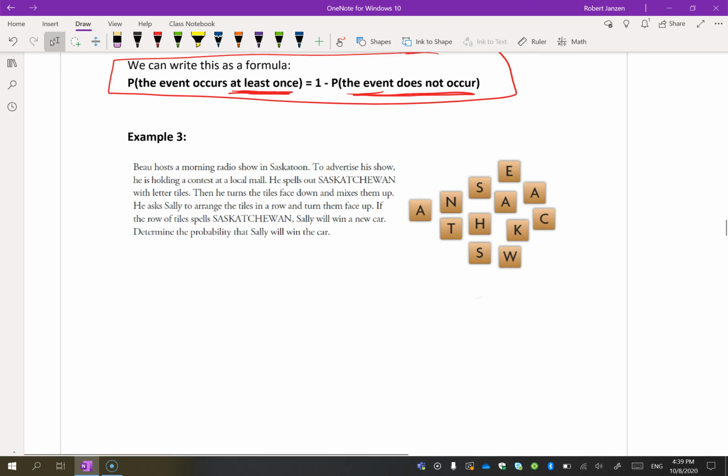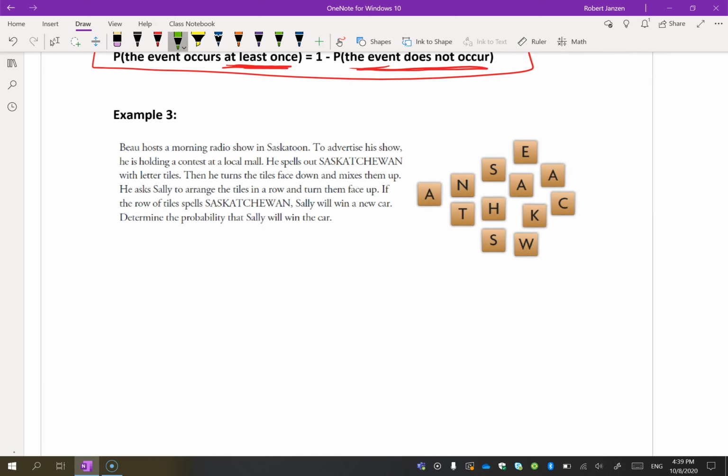All right, let's look at this example. So Bo's got this contest he's going to come up with. He's going to take the letters in Saskatchewan, turn them upside down, and randomly pick someone to turn the letters over one by one. If they spell the word Saskatchewan, they win a new car. What's the probability that this will happen? What's the probability of winning?